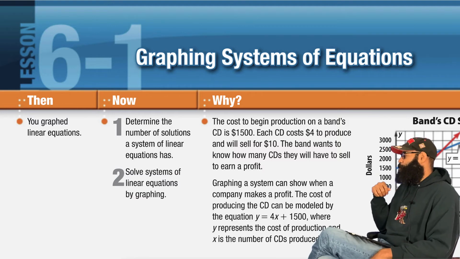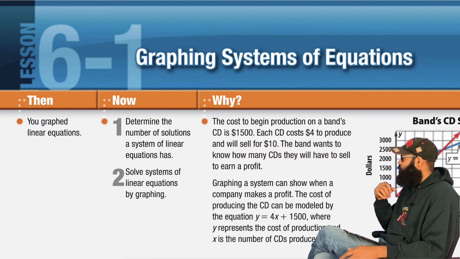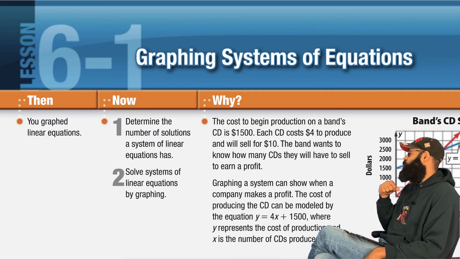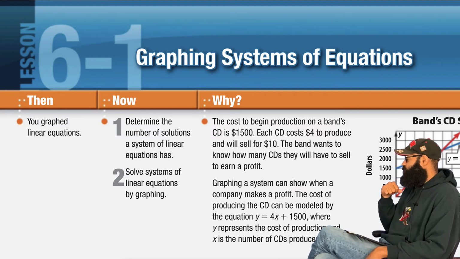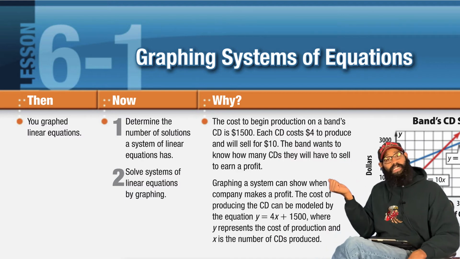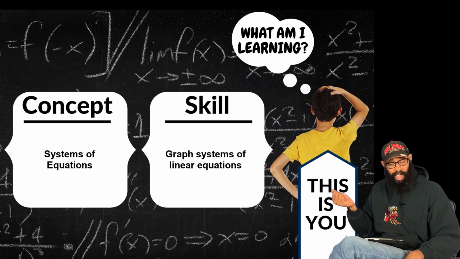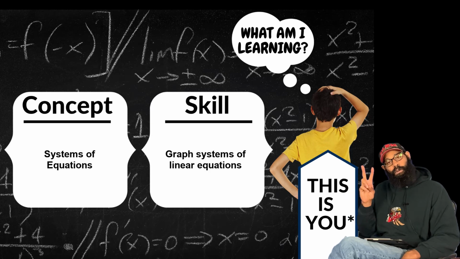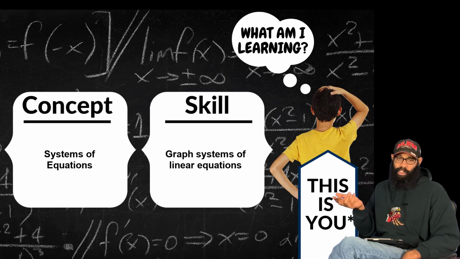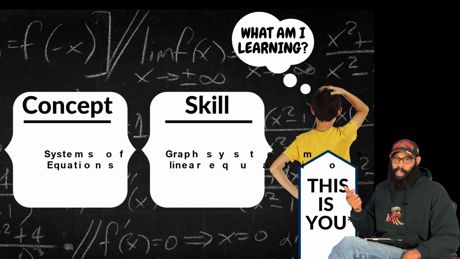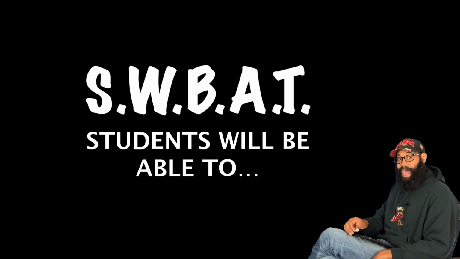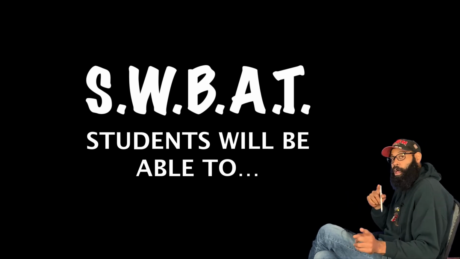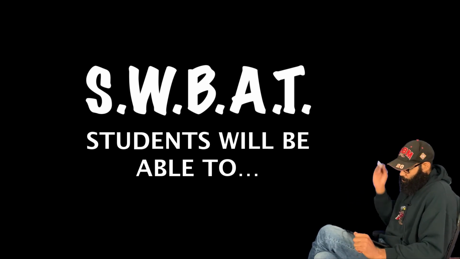Chapter 6, lesson 1, and it looks like your learning objective: determine the number of solutions a system of linear equations has. Second objective, solve systems of linear equations by graphing. So easy enough, guys. Our concept is systems of equations, and a system of equations is two or more equations, in this sense, linear equations. Our skill will be graphing and, of course, identifying. Students will be able to graph linear equations, system of linear equations. Let's get started.